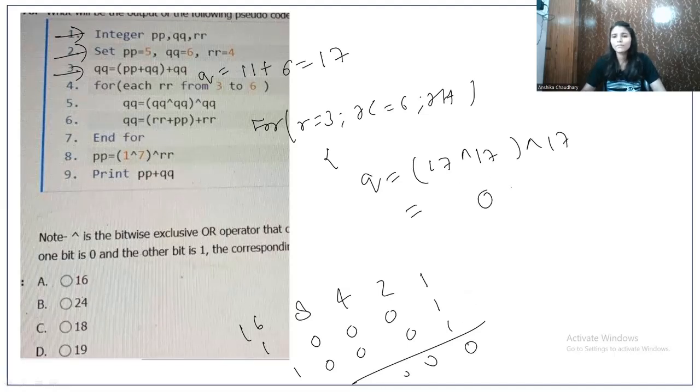The whole thing will become 0 XOR 17. When we take the XOR of a number with 0, it will return the number itself, okay, not 0. So Q value is now 17 from here.